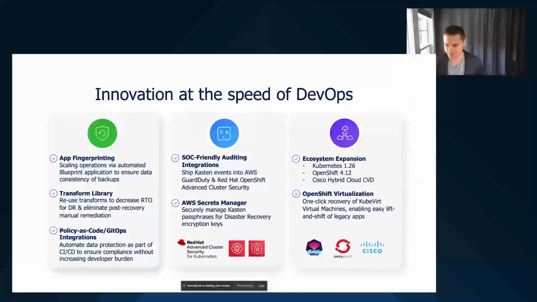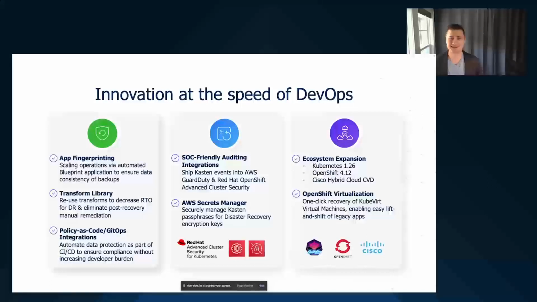SOC-friendly auditing integrations. Like I said, we can ship events into AWS GuardDuty and Red Hat OpenShift Advanced Cluster Security, or ACS, formerly StackRox. So really they're good for auditing and logging capabilities, right? Really important for the financial services industry. Oftentimes we have a requirement to maintain data for 7 years. This ability to integrate with those tools is really important.